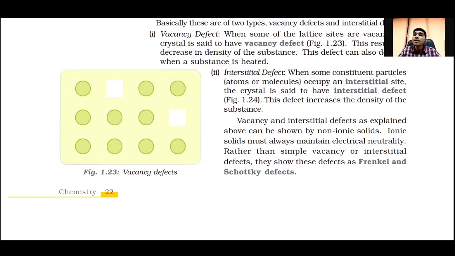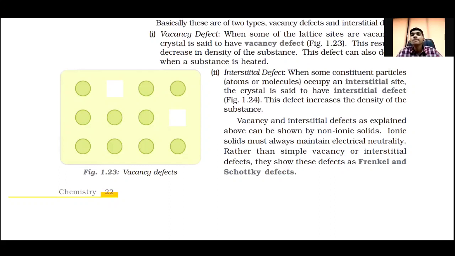So when some constituent particles occupy an interstitial site, the crystal is said to have an interstitial defect. This defect increases the density of the substance. Before there were 2, now there are 3, so obviously the density will increase. Okay, got it or not?